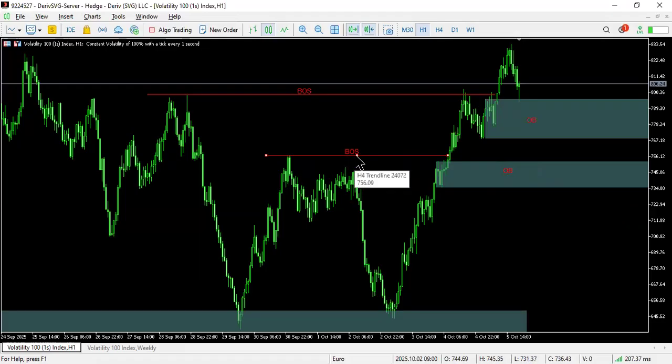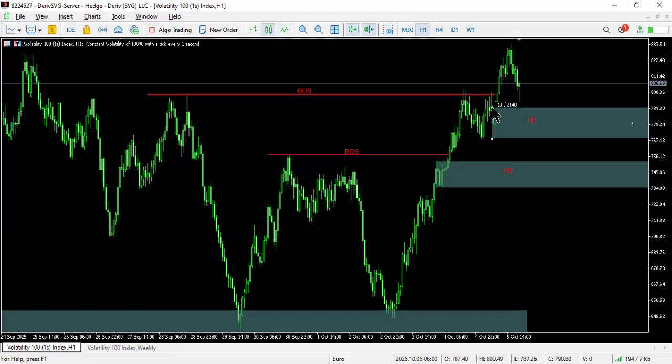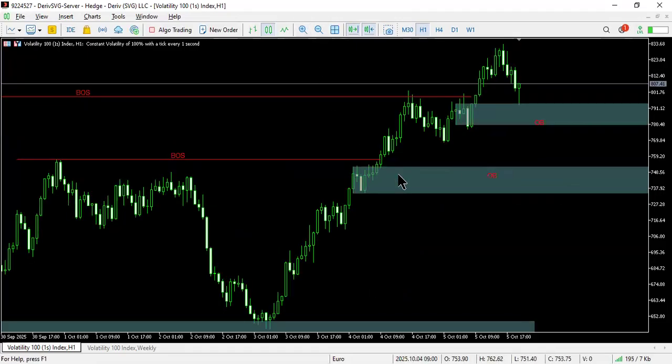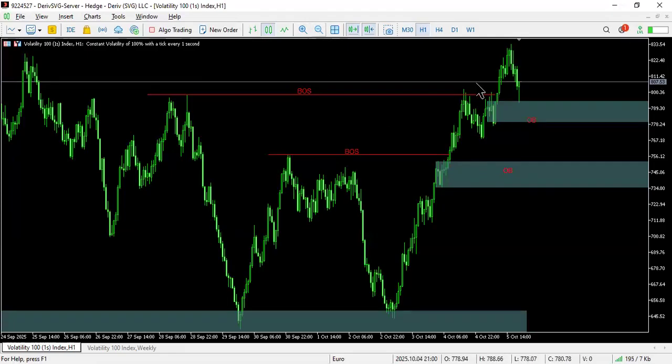I'm going to be targeting this order block. Why? Because this order block up here, I'm not targeting that. I'm seeing that as inducement. I'm seeing that as liquidity that price will clear to come and tap us into this order block, because from the look of price, it did not mitigate this order block. So I am seeing this as inducement.